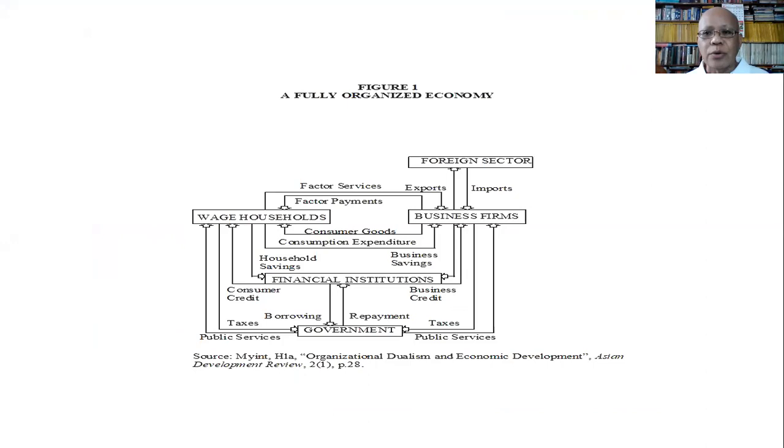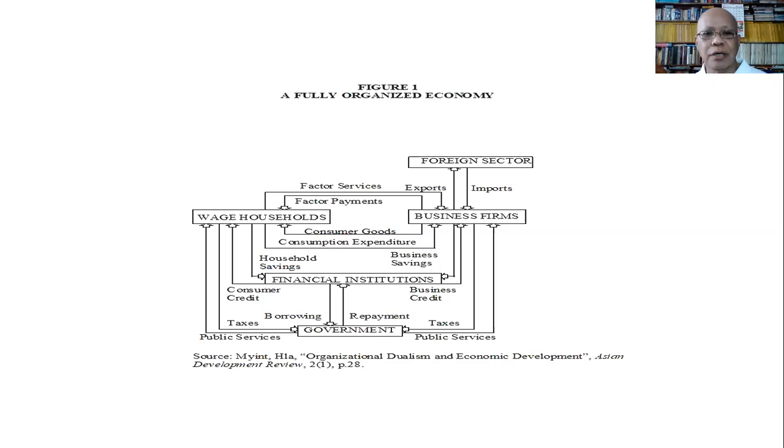Okay? Now, in this stylized representation of the structure of an economic system, it identifies just a few crucial groups and how they interact with each other and how this interaction then characterizes the economy. Okay? Let's first look at the basic ones here, which are the wage households and the business firms.